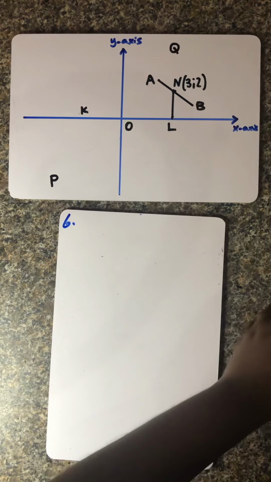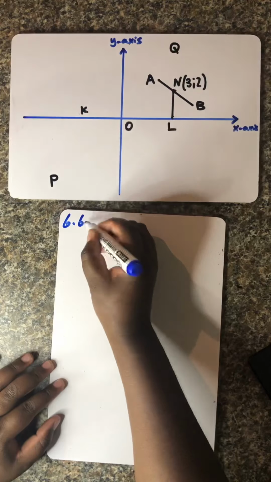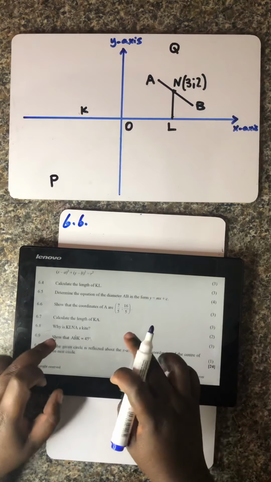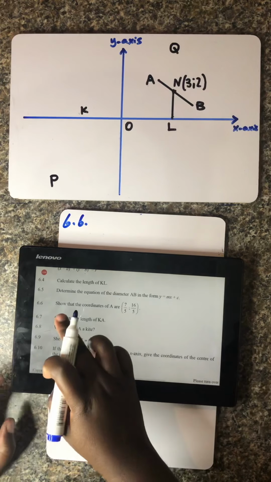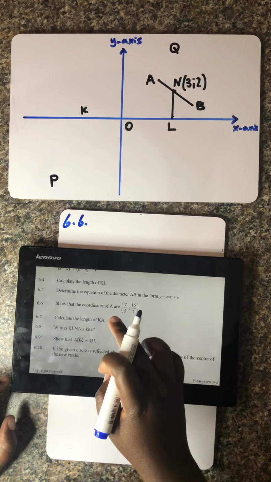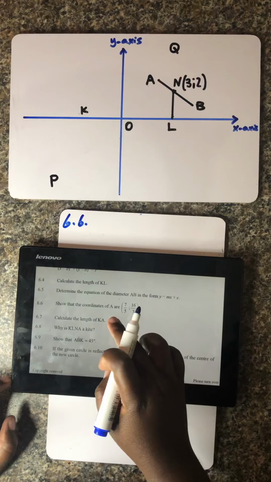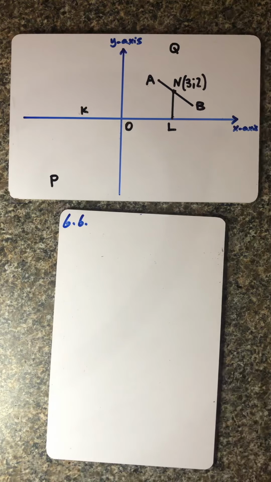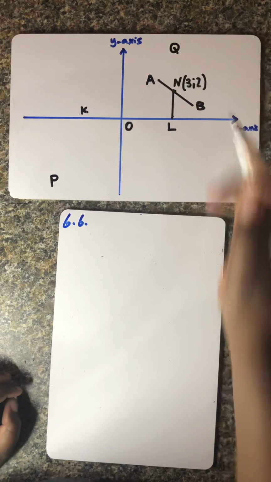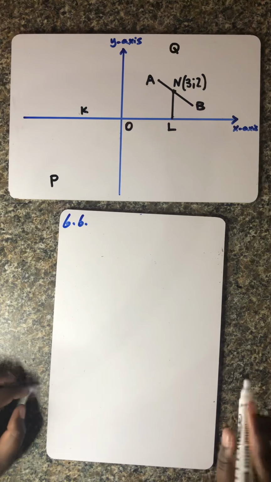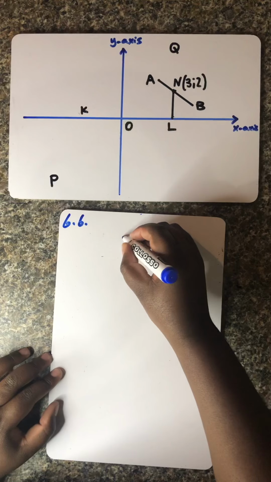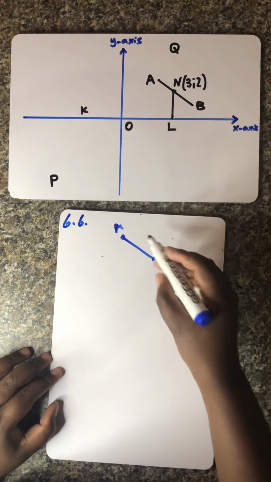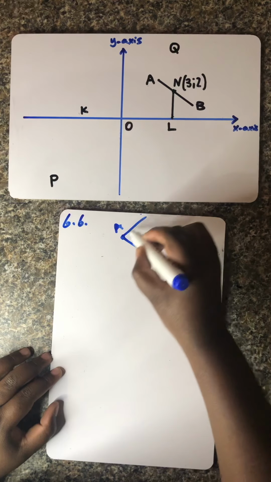Okay, so let's quickly move to question 6.6. Ladies and gentlemen, it says show that the coordinates of A are Z. It's very much important that we locate our A. Remember that point A over there. It's an interesting question, ladies and gentlemen. This is that point A. And remember, at that point, what happens?